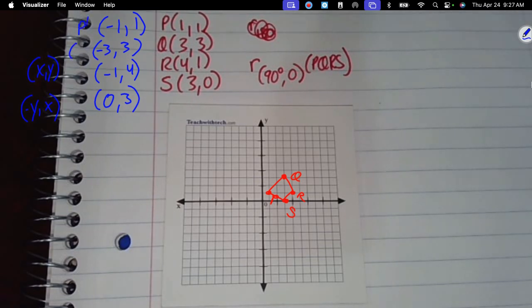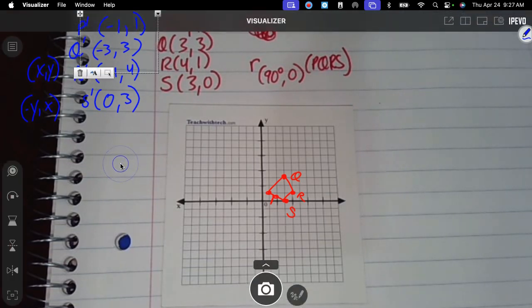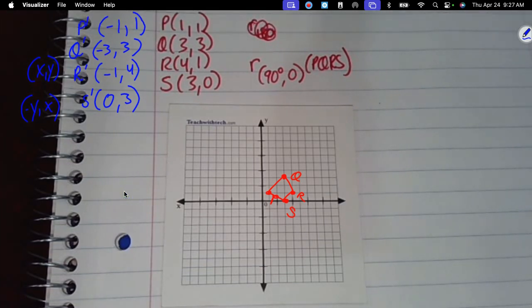P prime, Q prime, R prime, and S prime. Do y'all understand what I did? I just followed my rule. It said switch them and make this one the opposite. So that's what I did. I switched them, made it the opposite. If it was negative, what would I have made it? Positive. Just be careful on that.